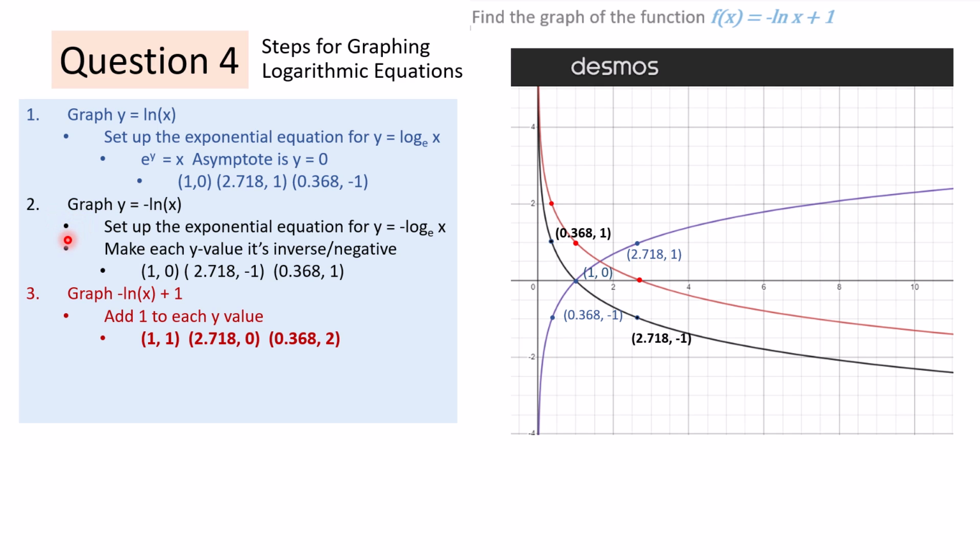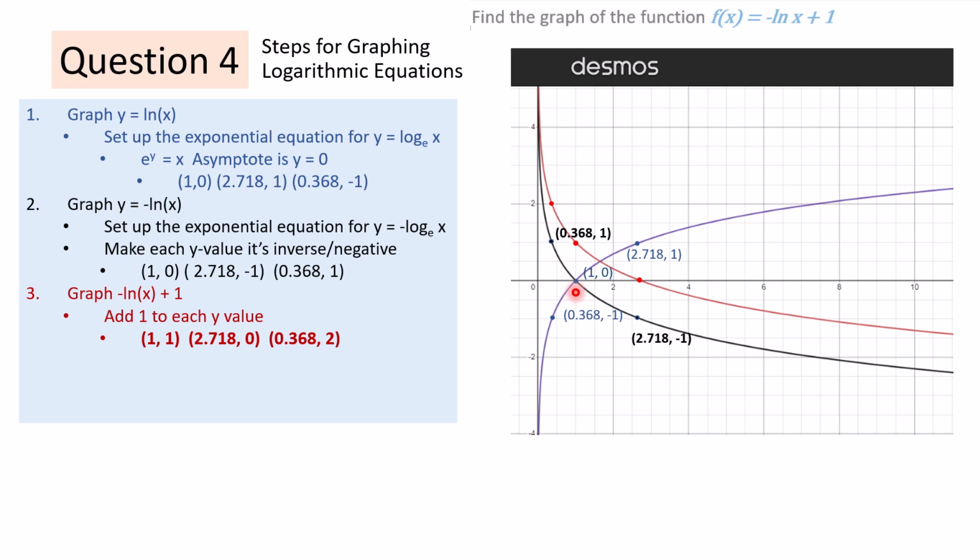All right, so step number 2 is we're going to introduce the negative of ln x. So what that means is we're going to set up this exponential equation for negative log base e of x, just like we did here. So this is going to be e to the y equals x. Now, the shortcut is to make each y value its inverse, or the negative, or the opposite, however you define that. So we're going to take these numbers up here, and whatever the y is, we're going to make it its opposite. So 0 doesn't have an opposite. So we'll still have 1, 0.